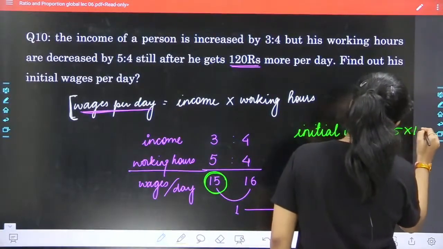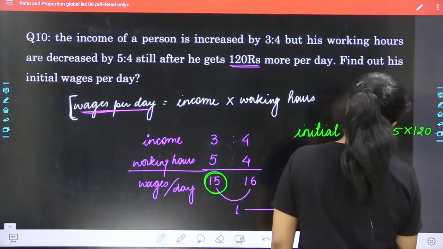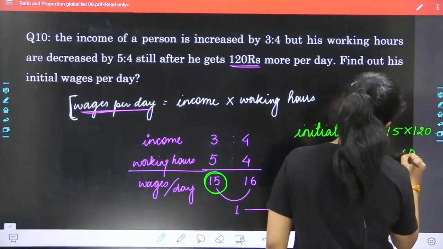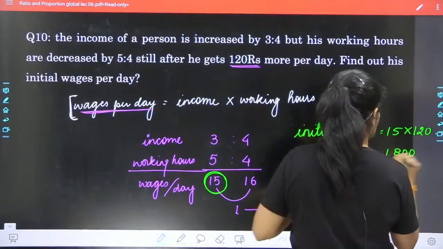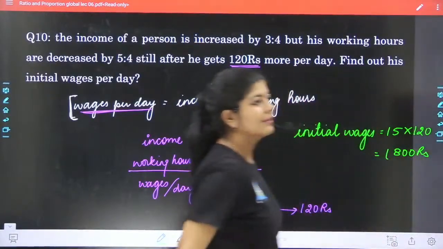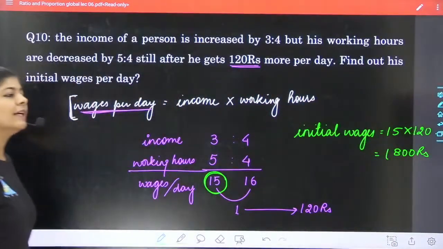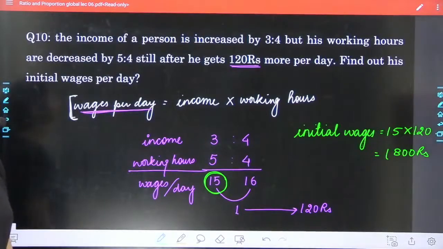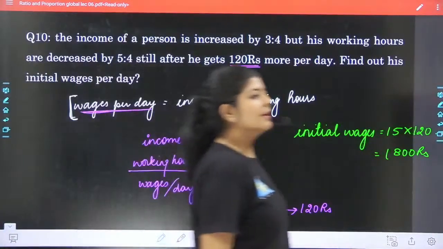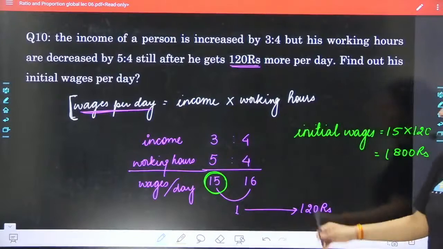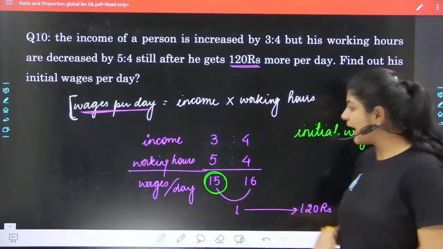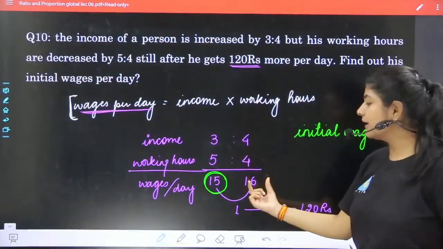Fifteen into 120, and that is equal to 1800 rupees. Is it clear? Initially he is earning 15 rupees, but after the changes he is earning 16 rupees.